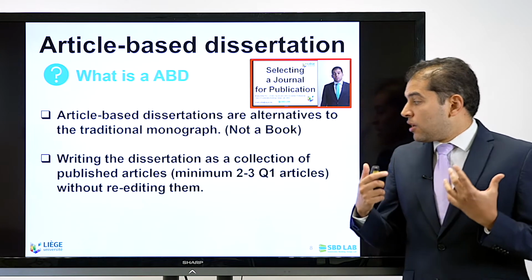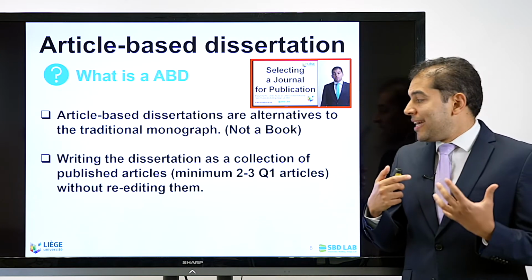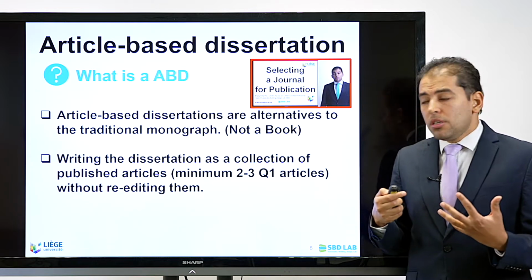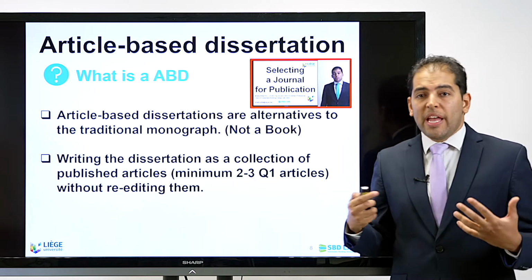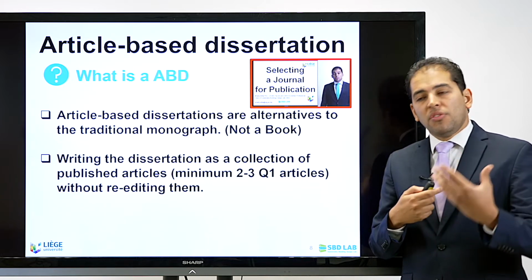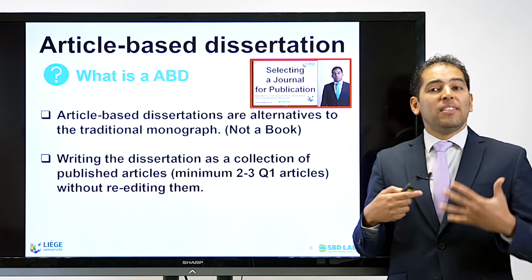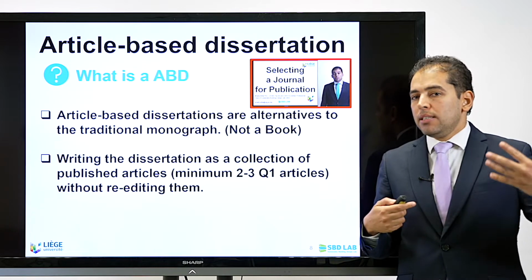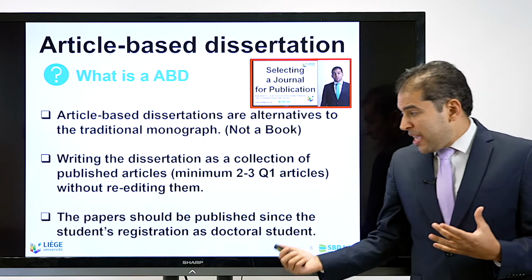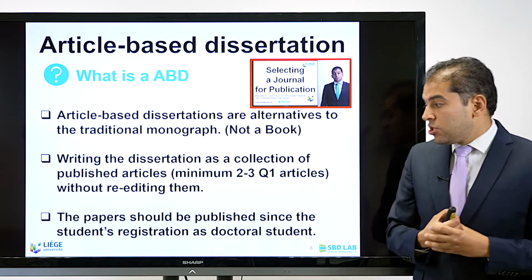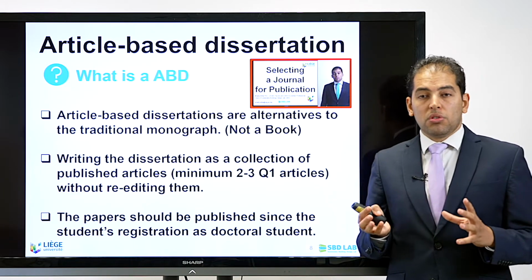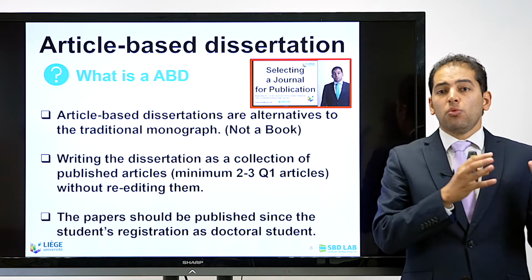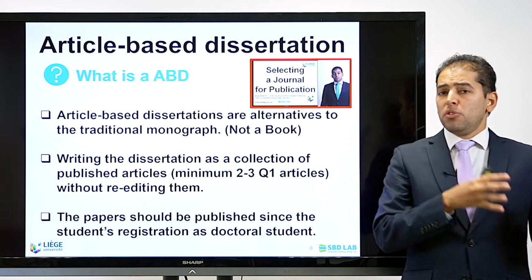Writing the dissertation as a collection, they are most of the time written as a collection of published articles, minimum 2 to 3 Q1 published articles, and maybe one more will be under submission, without re-editing them. Allow me to reiterate, without re-editing them. The paper should be published since the student's registration as a doctoral student. So you cannot include a master thesis work that was published during your PhD as part of your PhD.